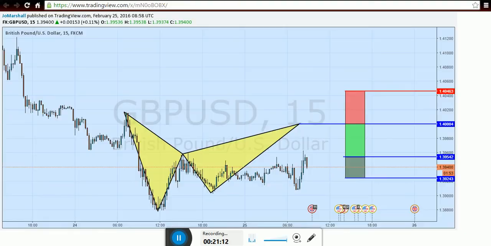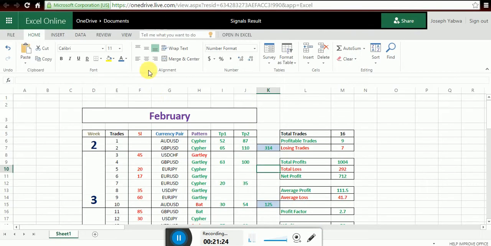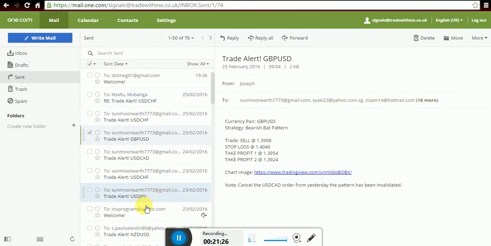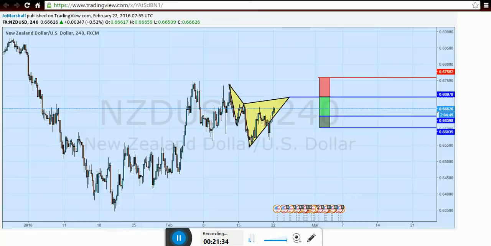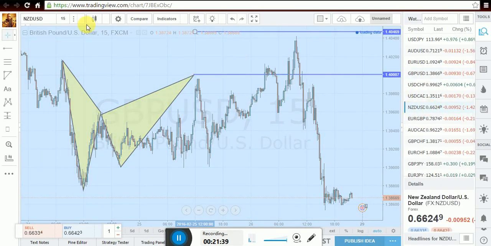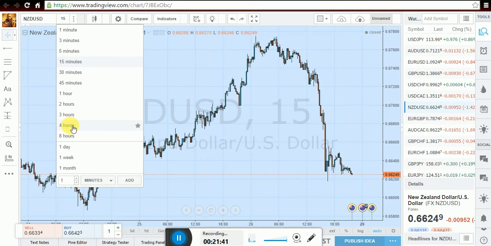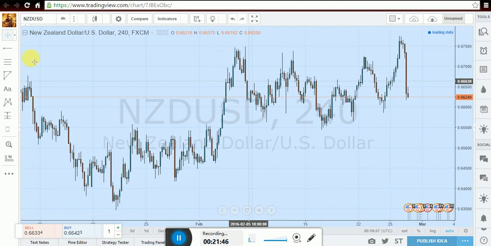So what's the next one? This is another one that I sent. This is one of the big winners that we had during the week, over 100 pips on that one. It was the New Zealand dollar against the US dollar. It was a bearish Cypher. So let me go back to the email again and show you guys. Currency pair, bearish Cypher. All the orders are there. Actually, that was a higher time frame trade on a 4-hour chart. You can see the bearish Cypher right there.